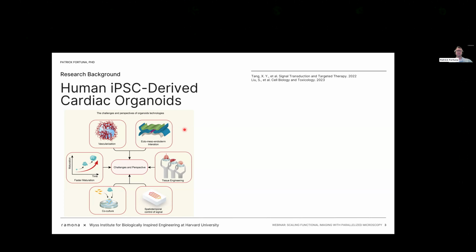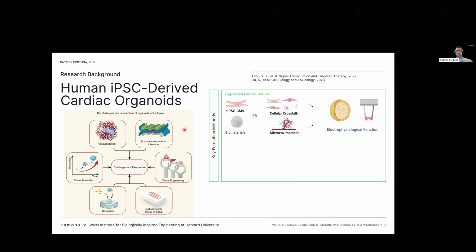So specifically within cardiac organoids, people have been looking to either grow these in different biomaterials. So if you take cardiomyocytes, grow them in different biomaterials, or do the introduction of different cell types, because obviously your heart isn't just made up of one cell type. These kind of aspects together, people like to look at electrophysiological functions.